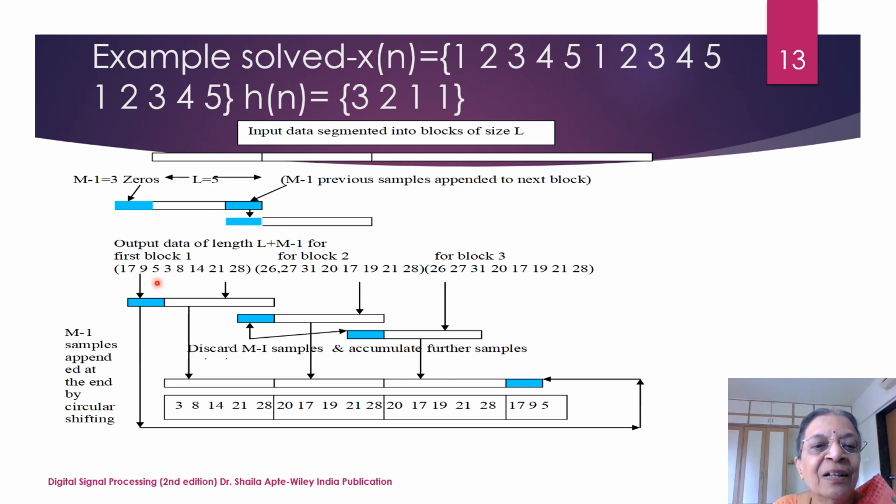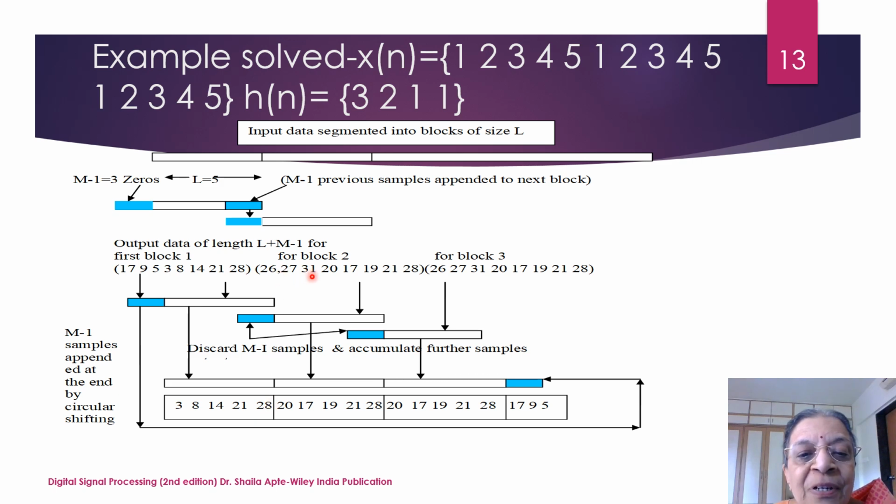And when I take the output, this is the output: 17, 9, 5, 3, 8, 14, 21, 28. This is for the second block, this is for the third block. Now what do we do? We discard M minus 1 samples here, and discard M minus 1 samples here also. Take these samples: 17, 9 and 5. I'll take all further samples: 3, 8, 14, 21, 28.